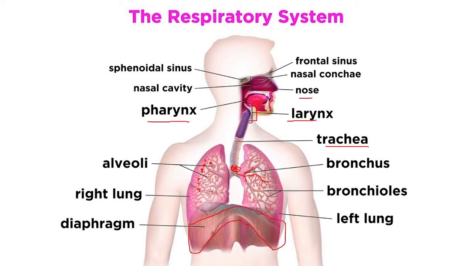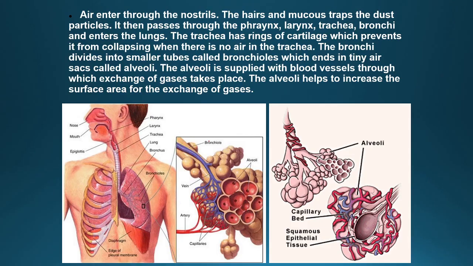I don't think they'll ask to draw the diaphragm, but above the lungs, everything is called the respiratory system. So this is the right lung, this is the left lung. That's general. So these are the parts of the respiratory system and the diagram. This is the process. Air enters through the nostrils of our nose, then the hairs and the mucus trap the dust particles. And this is one more thing. In our nose, you might see there are a lot of hairs, and there's something called mucus in our nose which blocks the dust particles and most of the unwanted particles which go into our body.